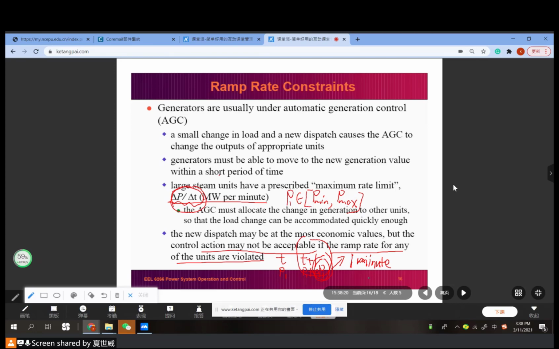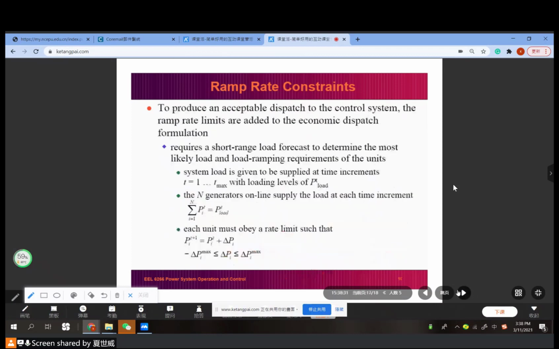This is the ramp rate, which means that you can't change delta P too quickly in a very short time. So what's the meaning of this? To produce an acceptable dispatch to the control system, the ramp rate limits are added to the economic dispatch formulation. Then we require a short range load forecast to determine the most likely load and load ramping requirement of the units.